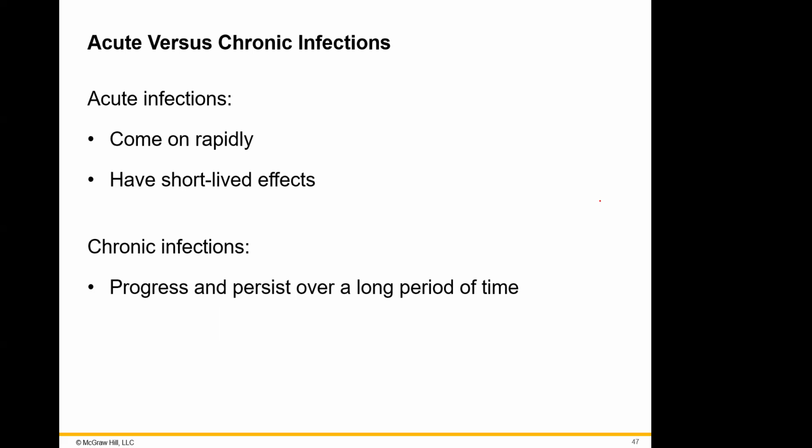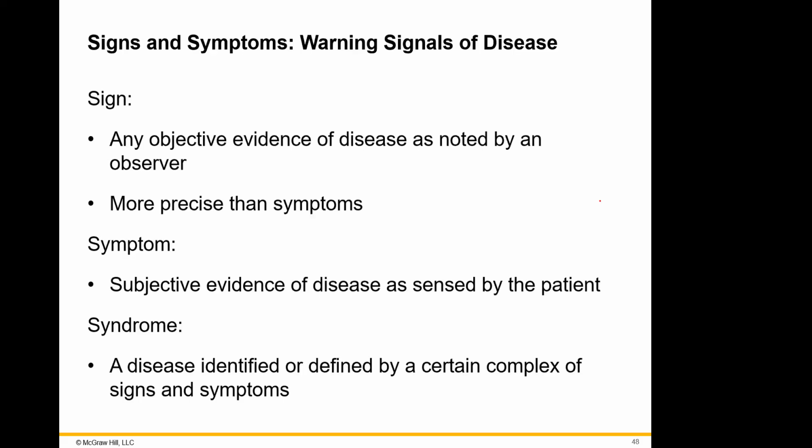Acute infections. These ones are fast. They come on fast and they end fast. Chronic infections, they come on slow and they end slow. So that's pretty much, most of us are familiar with this.